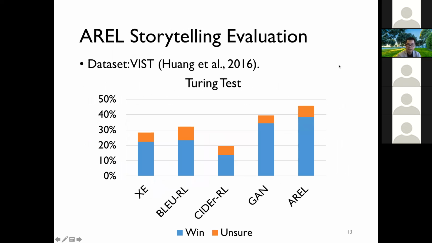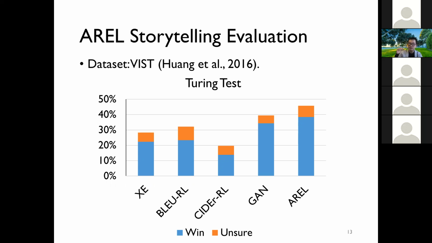Like I said, for this problem, a major challenge is the evaluation, because I said clearly broken metrics include METEOR, BLEU, and so on and so forth. So how do we do the evaluation? Well, at the end of the day, we'll have to turn to Mechanical Turk to do the AREL storytelling evaluation. And we're using the VIST data set from Wang et al. 2016. And in this Turing test, basically we ask the crowd to decide, here's human, here's generated text.